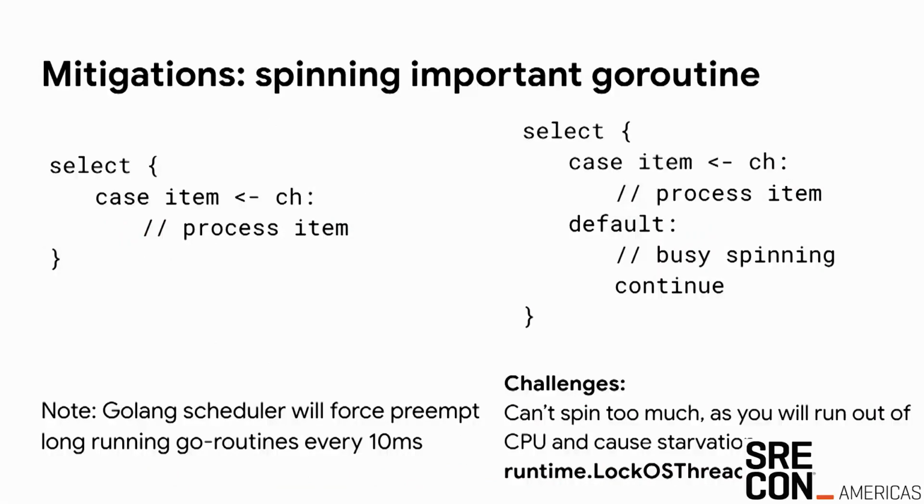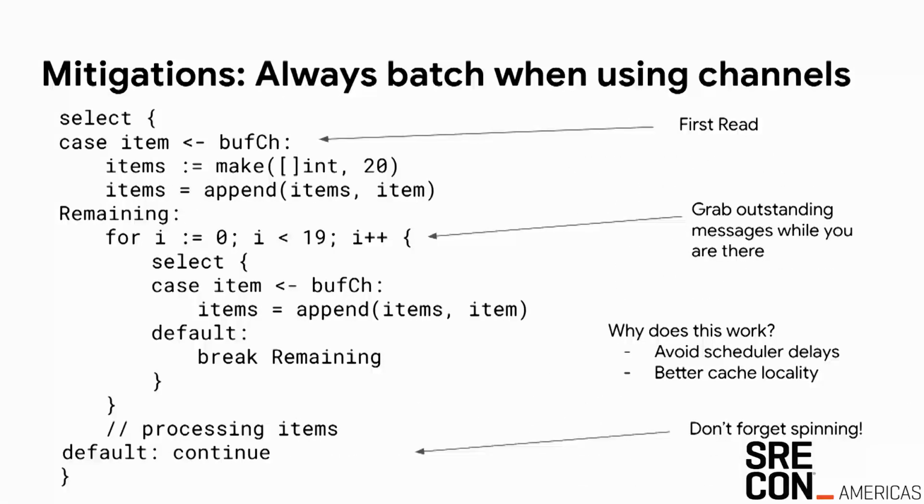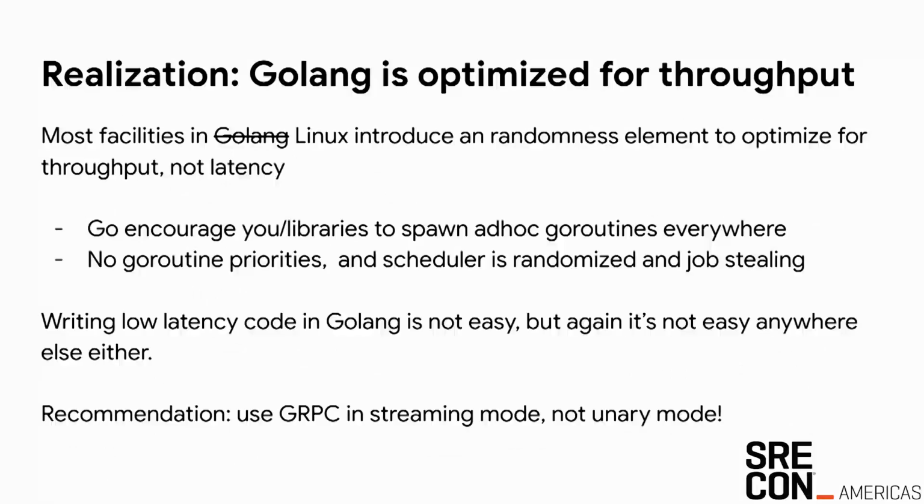I won't go into too much detail here, but there are two mitigations. One is you can spin your Golang code: instead of giving up the CPU, just spin. Second is you can batch. When you use channels, you need to batch. I think this applies to any sort of Go program. The big conclusion here is that Golang is really not optimized for throughput. But again, nothing on Linux is really optimized for throughput. For latency, it's all for throughput. Actually, that's usually what you want.